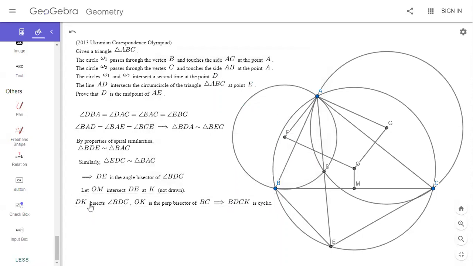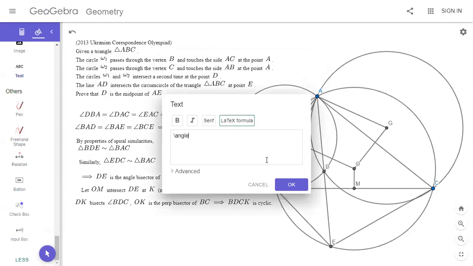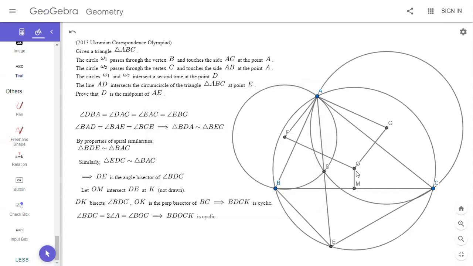And then can we show O also lies on that? It shouldn't be too hard, right? We already know BDOC is cyclic. Yeah, we know that because angle BDC is equal to 2 angle A, because those two triangles are similar. So that means that BDOCK is cyclic. And then OK as a diameter implies angle ODE is 90.